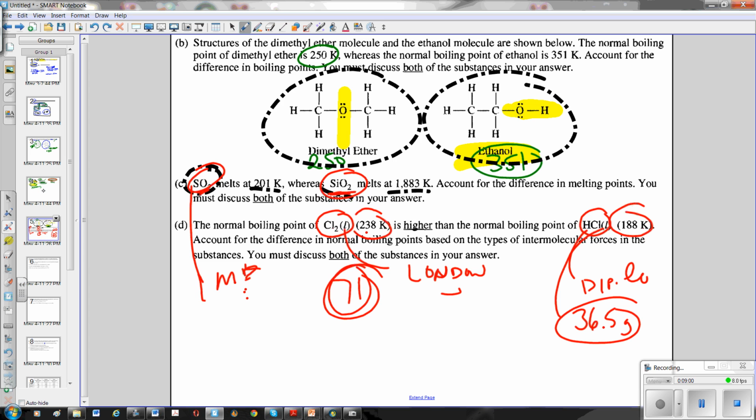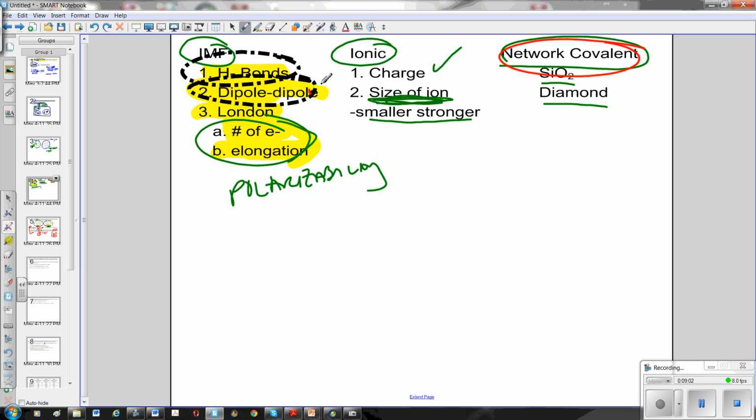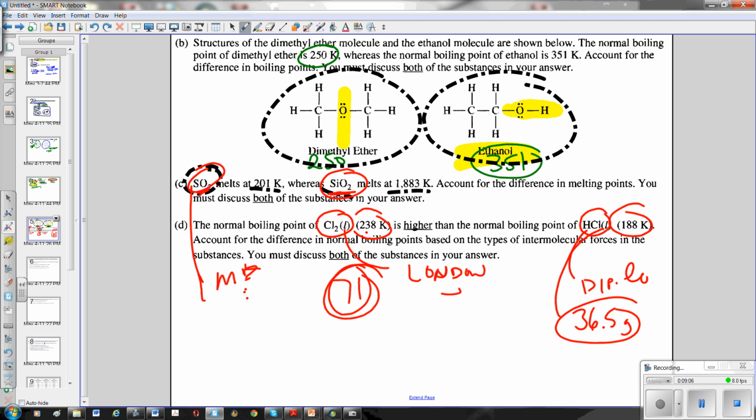Normally when we rank, anything that is dipole always ranks ahead of London. But if you have a situation where the molar mass is doubled, this has so many more electrons, we would say this is more, wait for it, the magic word, polarizable. I'm not an English teacher. Anyway, so that one becomes more polarizable. That's how you'd explain that.